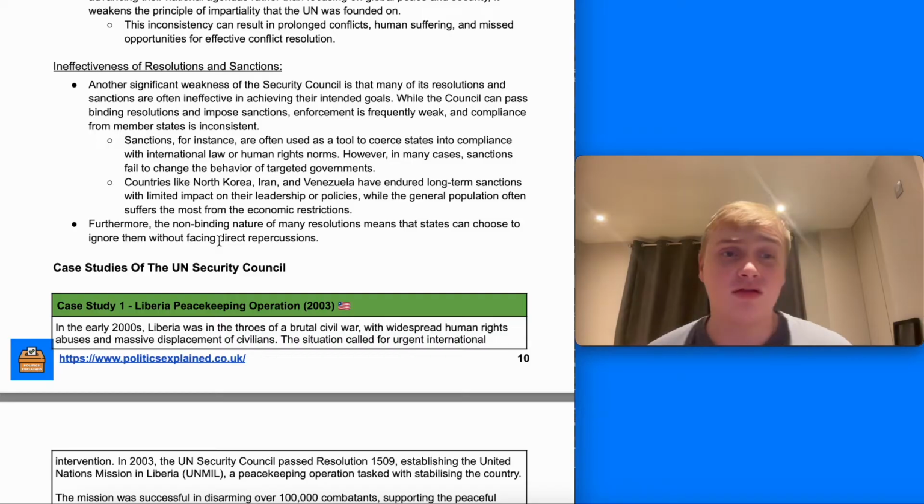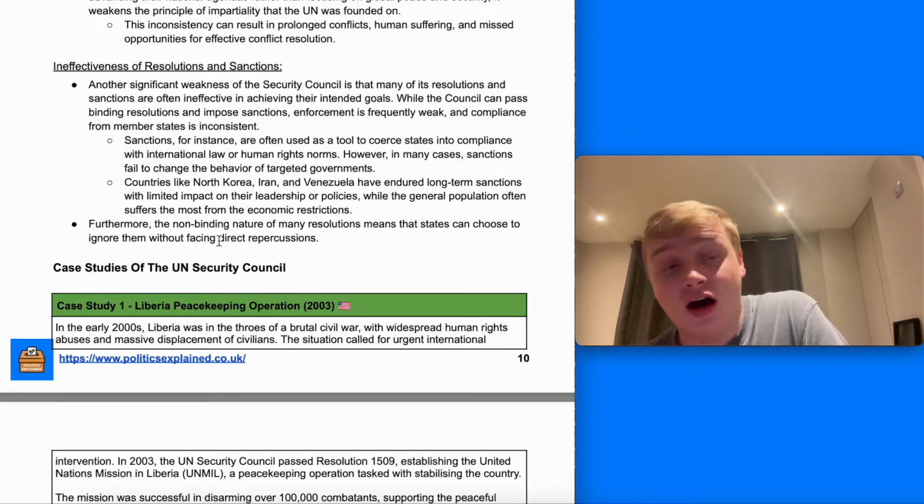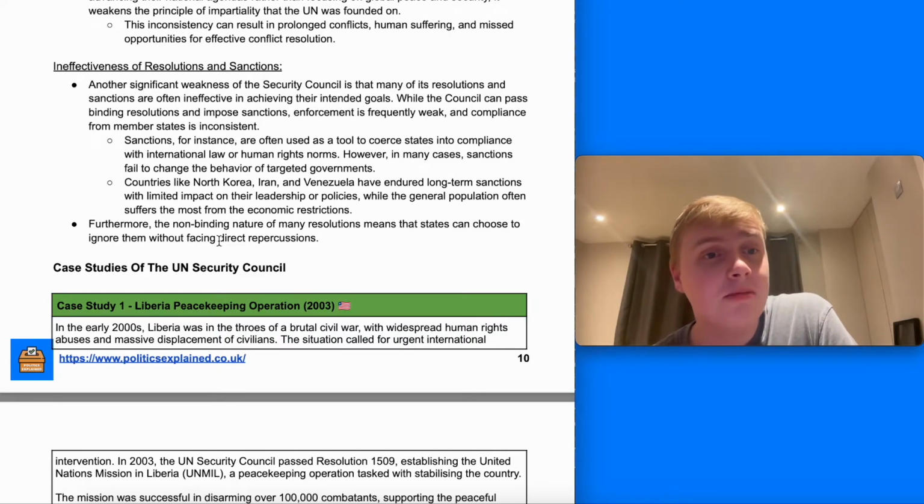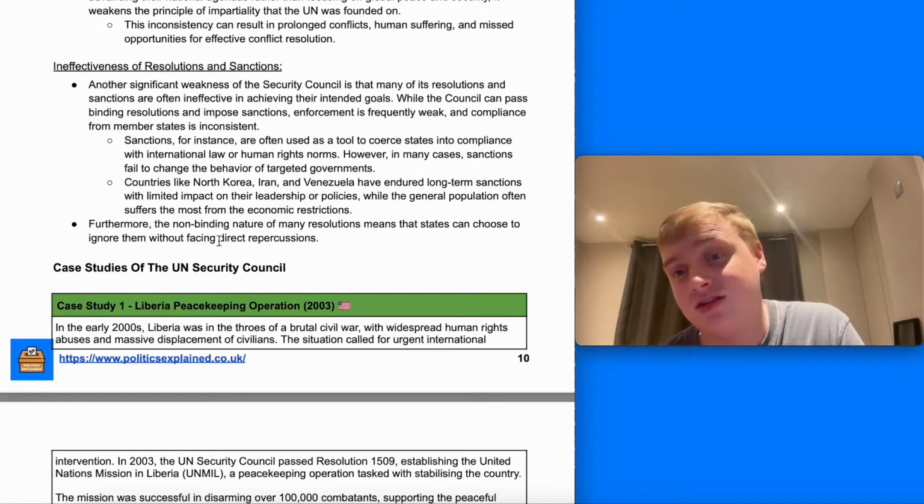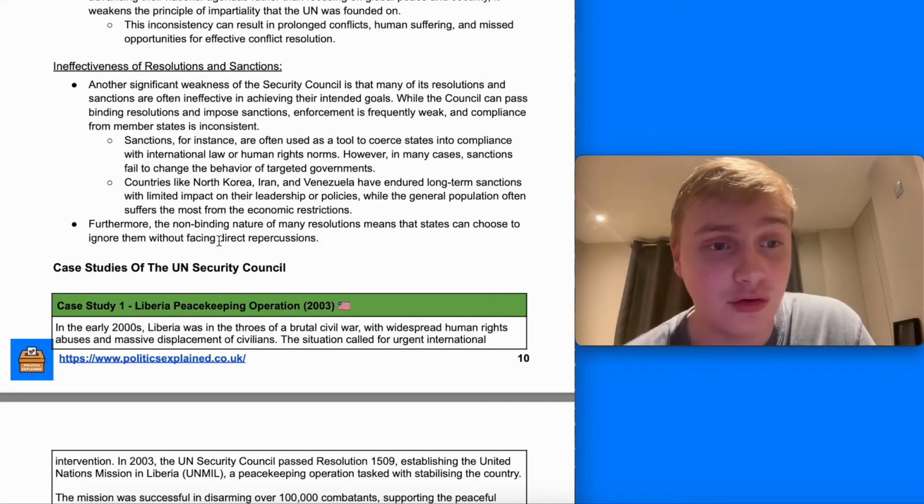And crucially, a lot of the time, its resolutions and sanctions aren't effective in achieving their intended goals. So it can pass binding resolutions or impose sanctions, but enforcement is often weak and compliance can be inconsistent for member states. So sanctions can try and coerce states into compliance, but in many cases they actually fail, and the country where the sanctions are put on just ignores the sanctions.